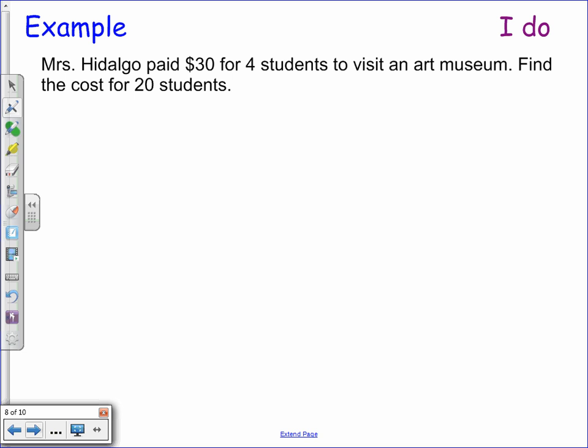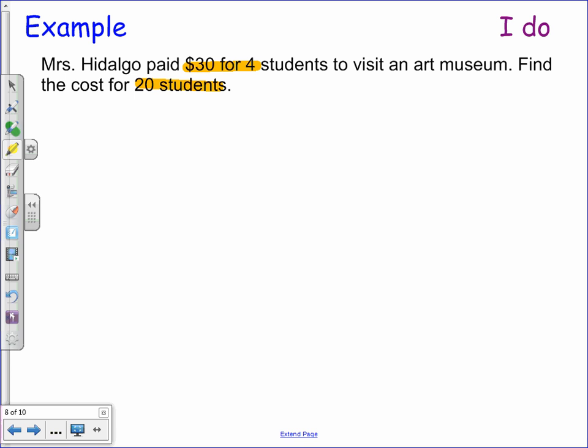All right, here's another word problem. Mrs. Hidalgo paid $30 for 4 students to visit an art museum. Find the cost for 20 students. Okay, so I'm going to pick out what I know. All right, I know $30 for 4 students, and I'm trying to find the cost for 20 students.